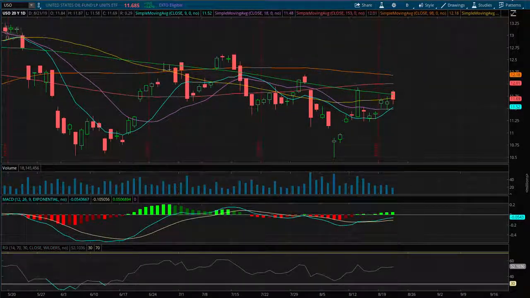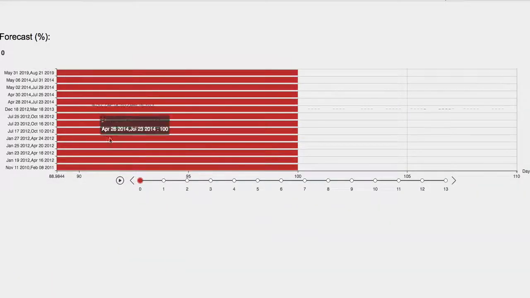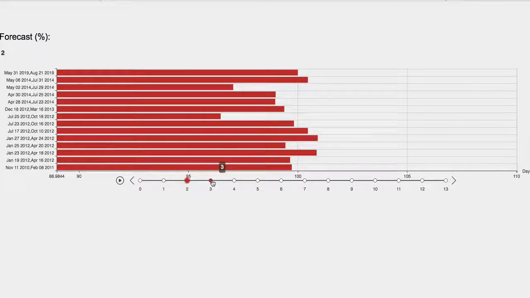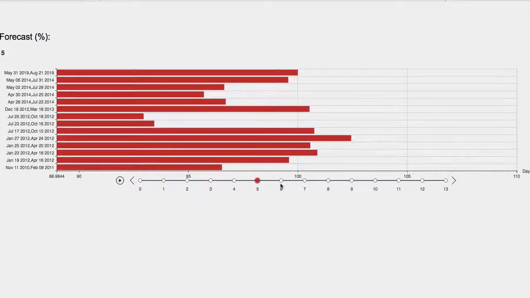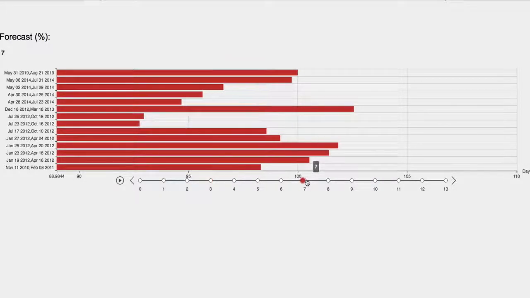So let's head to the forecast model. On here I'll go day by day, where WTI crude oil or USO will head to the next coming days. We have 1 day out, 2 days out, 3 days out, 4 days out, 5 days out, 6 days out, and 7 days out. So which one of these forecasts we should focus on?